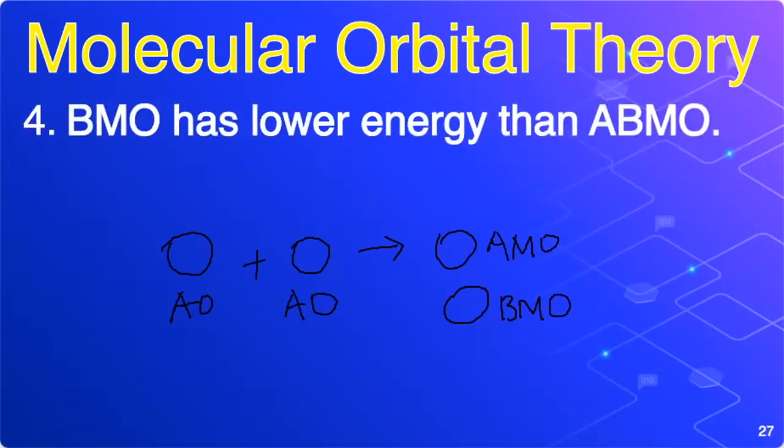Next, the BMO or the bonding molecular orbital has lower energy than the anti-bonding molecular orbital. According to the Aufbau principle and Hund's rule, if you're going to put electrons in the orbitals, we always put them first in the one with lower energy, and then we proceed to the higher energy. So in this case, electrons are filled up in the BMO first, followed by the ABMO, because BMO has lower energy than the ABMO.